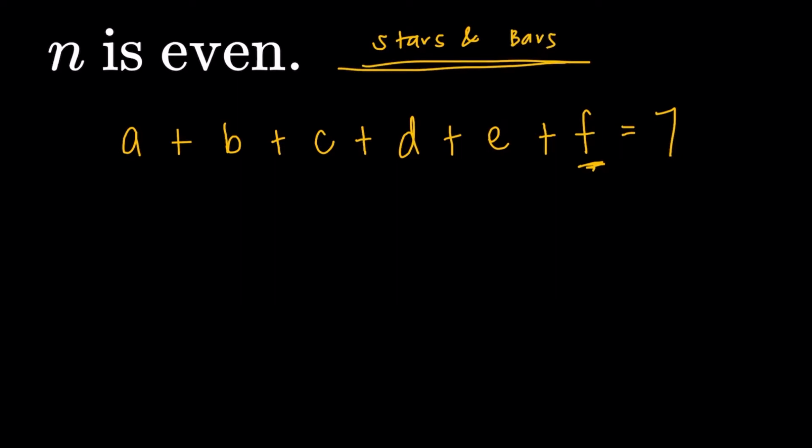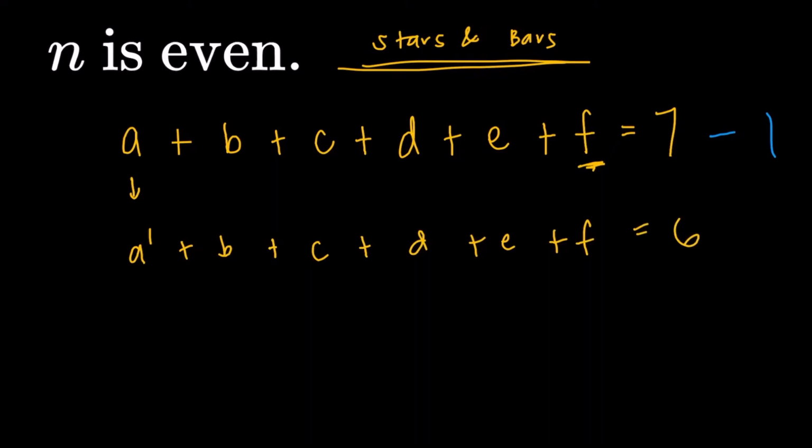So we're going to try to apply stars and bars to this question, but we have to take care of the restrictions first, because A to F are non-negative except for A, because A is the leading digit. So we're going to do what we call saving. I'm going to write A as A prime, and subtract 1 here. So essentially, I have to solve for non-negative solutions to A prime plus B plus C plus D plus E plus F equal to 6. That's the thing I'm going to solve.